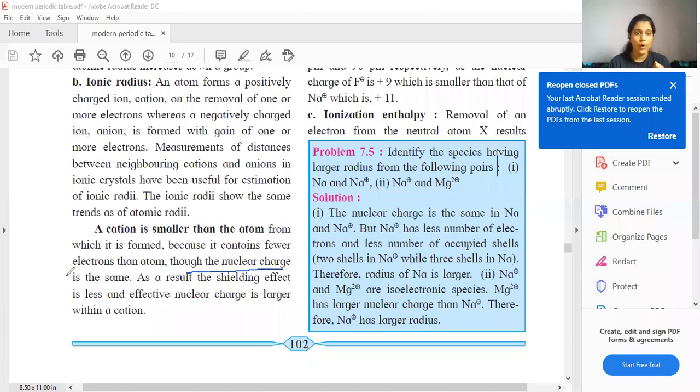Okay, now this point is important, students. You all can just mark this much. If I compare an atom and its own cation, like sodium and Na+, the cation will have fewer electrons, but the nuclear charge is the same, students. We are not removing anything from the nucleus. We are just removing the electron. Yes or no? The nuclear charge of an atom and its own cation is the same. Only the difference is in electrons. As a result, the shielding effect is less and the effective nuclear charge is larger within the cation.